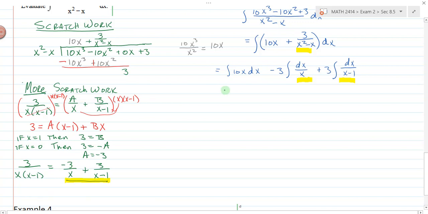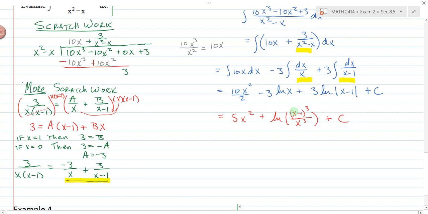Now we're ready to integrate. What do you get when you integrate 10x? Add 1 to the exponent, divide by the new exponent. What's the integral of dx over x? It's the natural log of x. And what do I get when I integrate dx over x minus 1? 3 natural log x minus 1, and then put plus c. So now I want to simplify this. That's going to give us 5x squared, and then I'm going to say plus the natural log of x minus 1 cubed over x cubed. And don't forget the plus c. Is everybody okay with how I use properties of logs to rewrite this? That 3 went into the exponent. A negative in the exponent kicks it into the denominator.